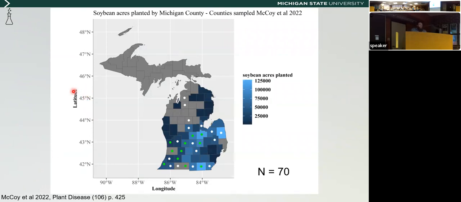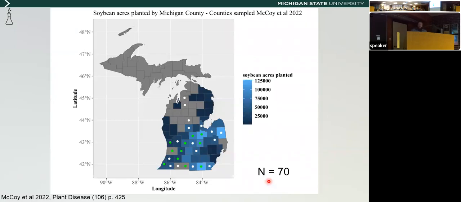So this figure is showing the soybean acres planted by county in Michigan. Lighter blue colors would indicate more soybean acres being planted, and then gray is missing data or very little soybean production. The dots that you see indicate sampled counties. If the dots are green, those counties were positive for Phytophthora sojae. Overall, we found between 30 and 35% of those fields that we sampled were actually positive for Phytophthora sojae, and we were able to get isolates out of the soil. So that's from a total of about 70 soil samples across the state.